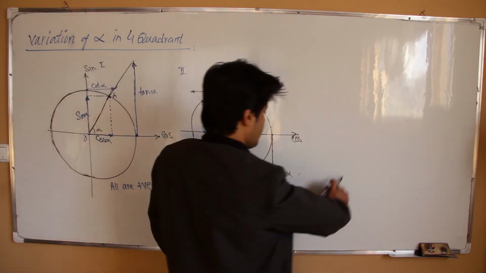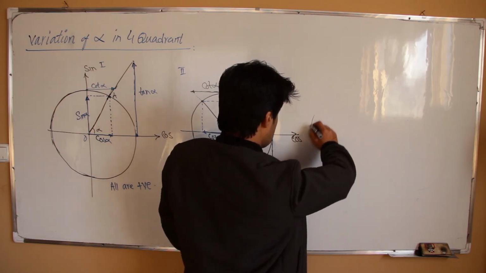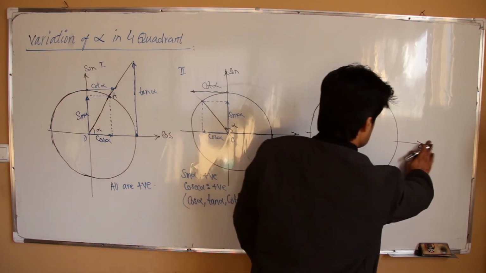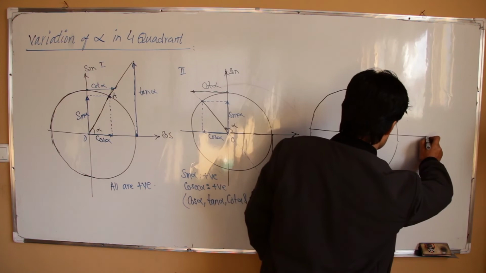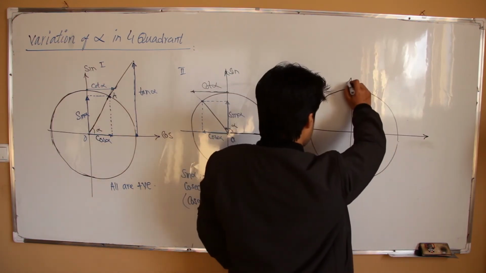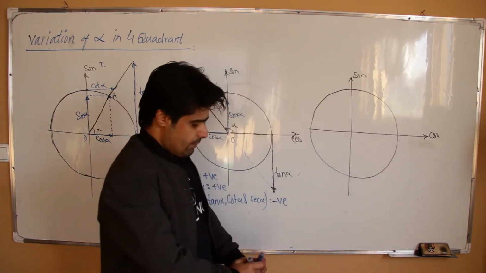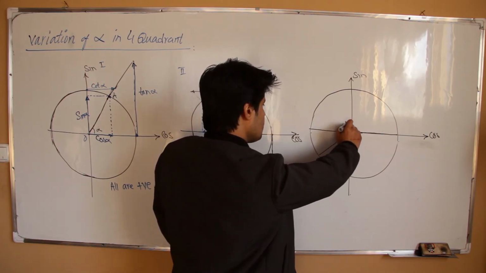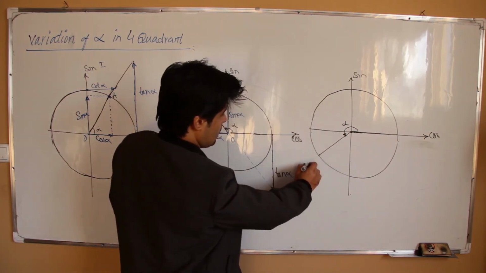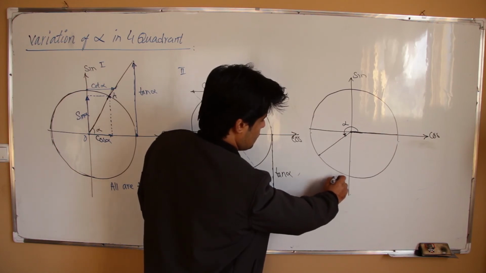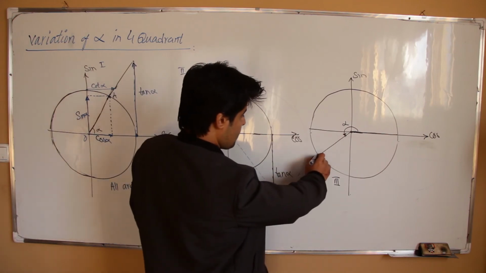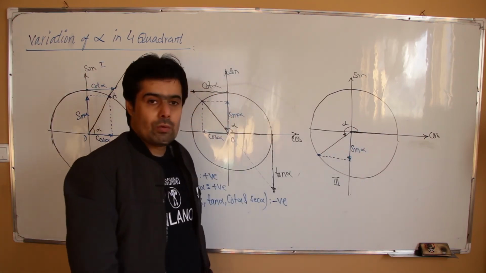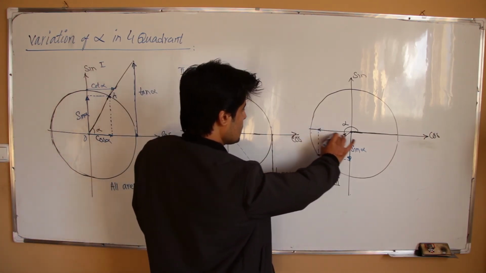Now come to the next one, the third quadrant. Suppose this is our x-axis. This is our y-axis or sine. This is cosine. Now I will make an angle which is in the third quadrant. This is our alpha. Now what is the value of sine? Just make a perpendicular on y from origin up to here. This is the value of sine. What's the value of cosine? Perpendicular on the cosine axis. This one is called cosine.